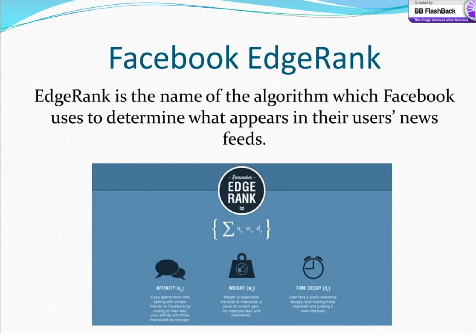Pretty much Facebook Edgerank is the name of the algorithm which Facebook uses to determine what appears in their users' news feeds. So when you go to your homepage, to your news feed, personal or business, the things that show up in front of you are picked by this algorithm that Facebook uses. And they base this algorithm off three factors: affinity, weight, and time decay. Those are the three big factors, like I said, why you see the things you see on your newsfeed. And we're going to go over each one of those individually and how they work and why they work, and how we can make them work better for you.